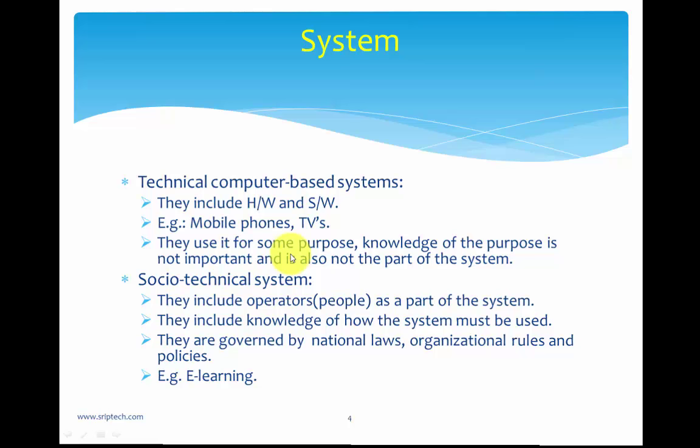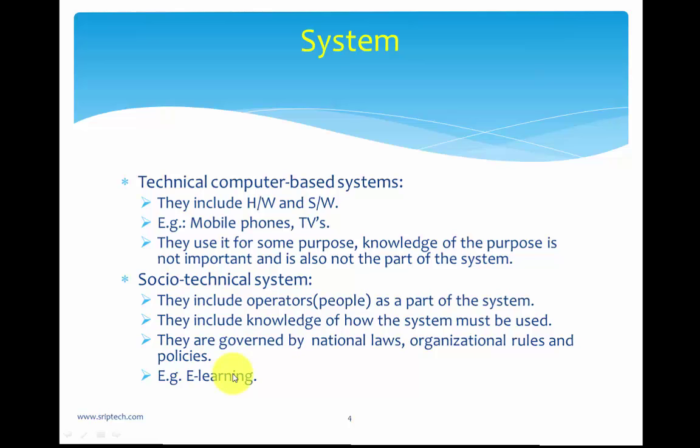But when you talk of a socio-technical system, there is a slight difference between these two. In case of a socio-technical system, it also has hardware and software as an integrated part of it. Along with the hardware and software, there are a few other things which you have to consider. One is the inclusion of an operator. Operators are nothing but people who are going to use that particular system. So they are part of the system. And apart from that, it also includes knowledge of how the system must be used. And very importantly, socio-technical systems are governed by national laws, organizational rules and policies.